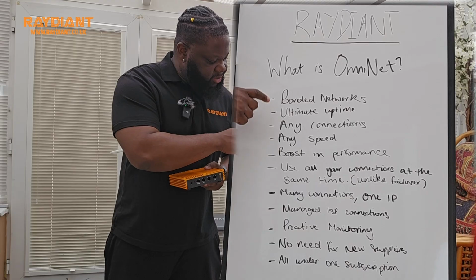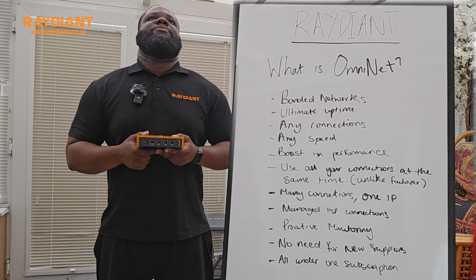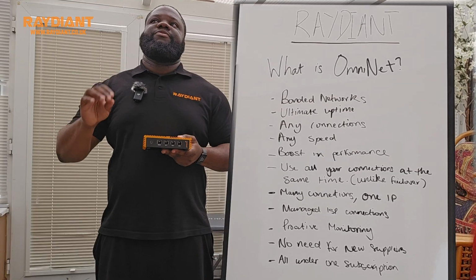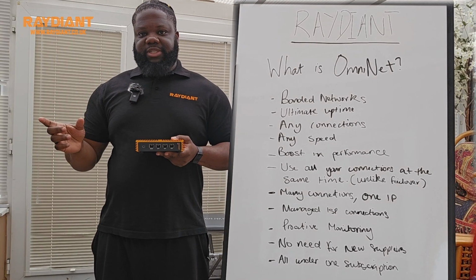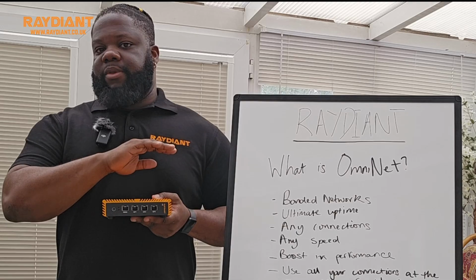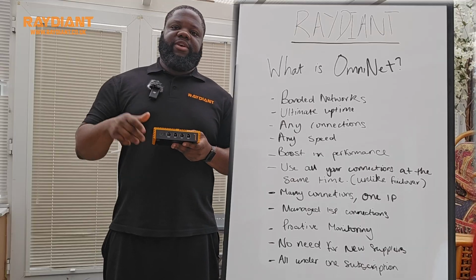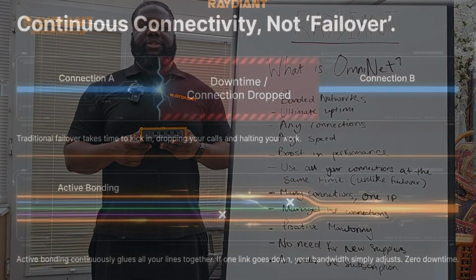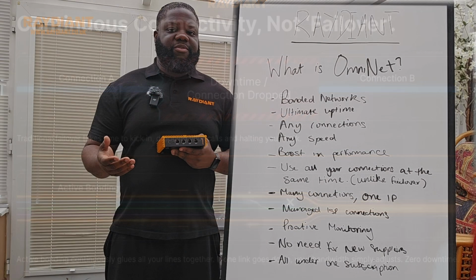The second one is ultimate uptime. So I mentioned something called failover before, and I really just wanted to do a comparison very quickly. Failover is when you have a backup connection that kicks in when your main connection checks out. Here, that is not the same. They are all running at the same time. I have an infographic which I'll put on screen which demonstrates how one connection stops and another one starts. OmniNet keeps you going.